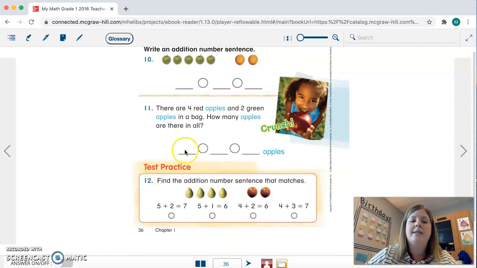Number 11 says there are 4 red apples and 2 green apples in a bag. How many apples are there in all? So you're going to write a number 4 on this line. You're going to add a plus, and then you're going to add a number 2 on this line, and you're going to add an equals. Then you're going to count all of them together. So 4 plus 2, and you're going to put the number on this line right here.